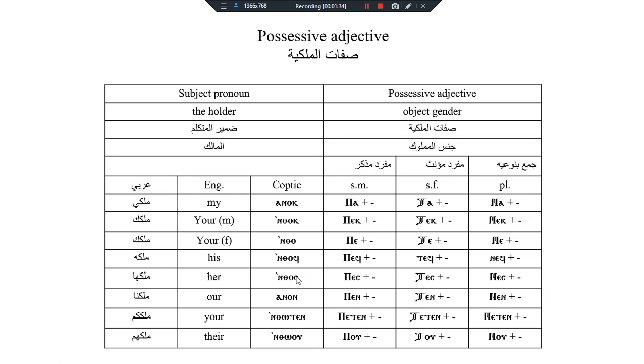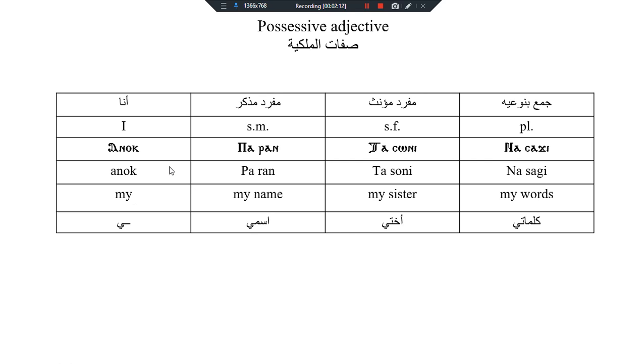When it has to do with hers, bis, tis, nis. When it has to do with our, bin, tin, nin. It has to do with your, plural, betin, titin, nitin. When it has to do with their, pu, tu, nu. And the following element is a word. For example, if I say my father, I say payot, my mother, tamav, and so on. We have here an example.